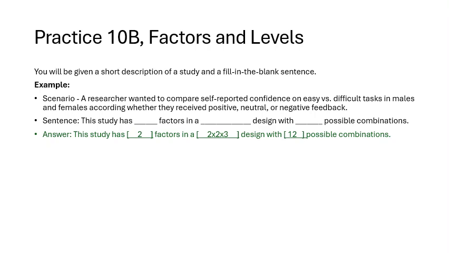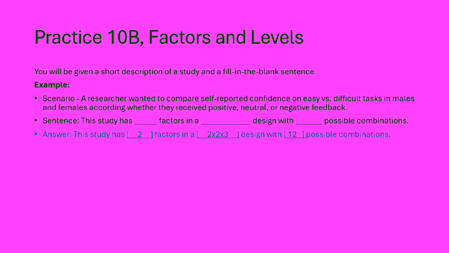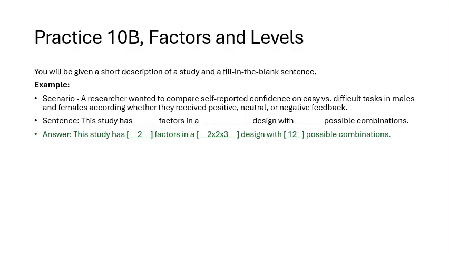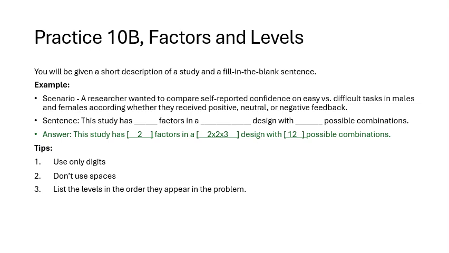This is what the answer should look like. You would fill in the digit 2 for the first answer. For the second answer, you would write 2 by 2 by 3. And for the third answer, you'd write 12 possible combinations. So some tips: just use digits. Don't write these out in words. Don't use spaces. I've tried to accommodate different ways you might write your answer, but it's best if you just write them the way, don't use spaces.